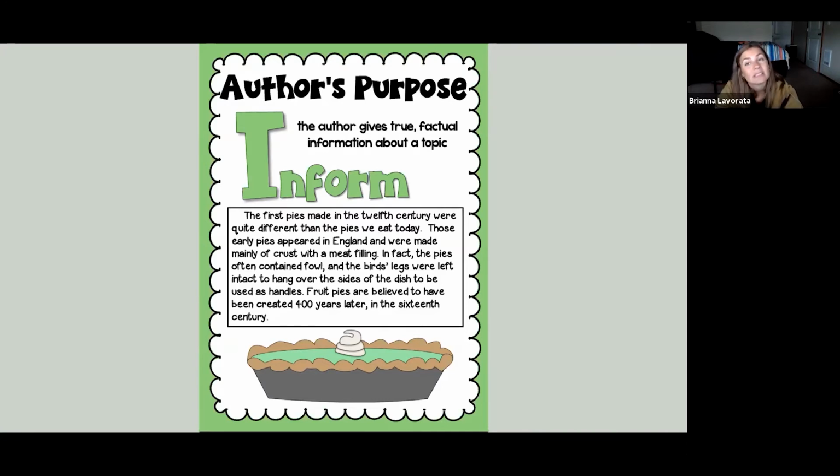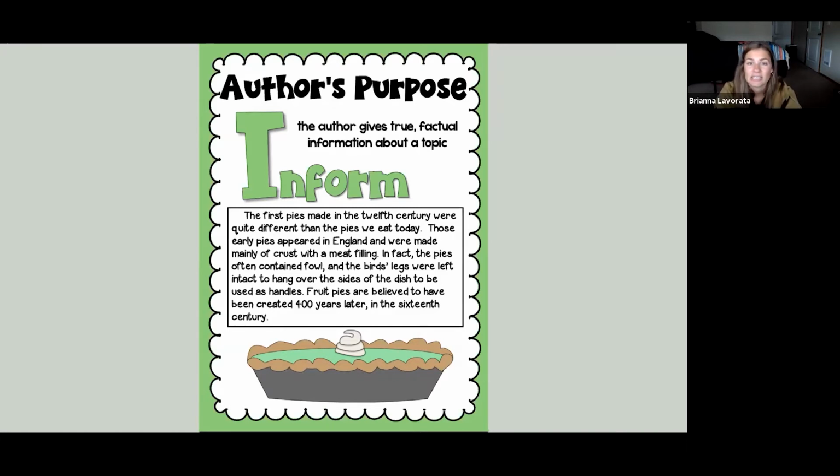So we know they've listed some dates here, so we know that this must have to do with some facts about something that had taken place in the past. We know that this passage is trying to tell us information all about the difference between pie that was made back in the day and pie that is made today, right? Back in the day, pie was very different because it was made with meat filling, when most of us are used to pie being made with fruit fillings.